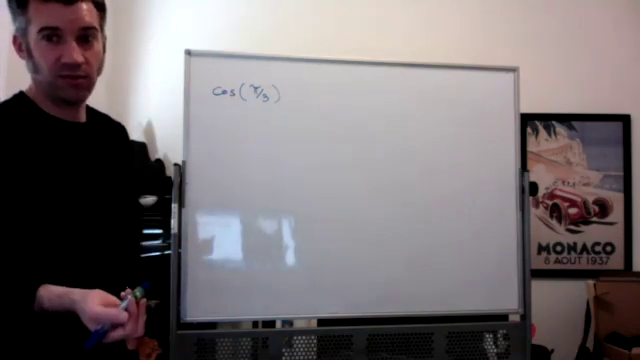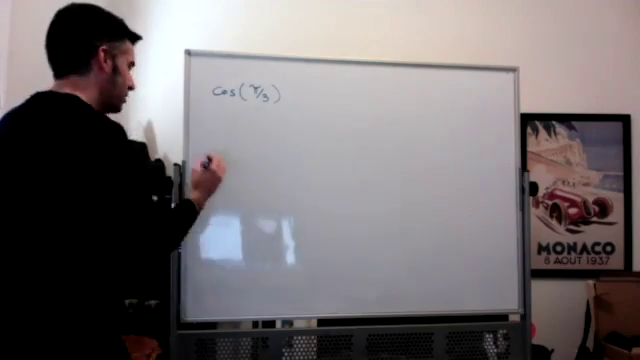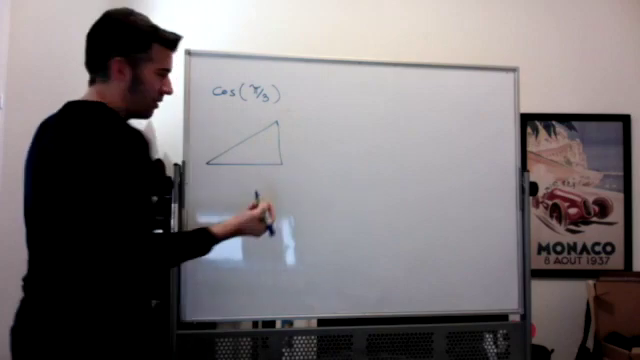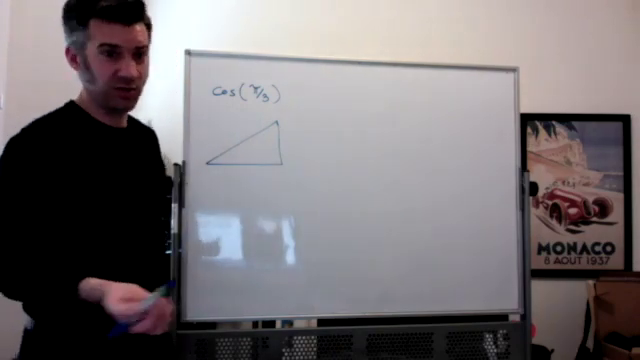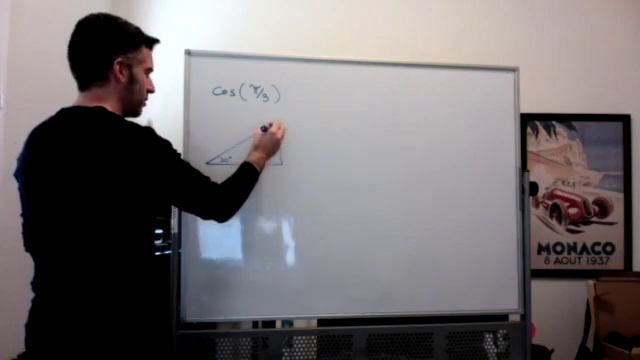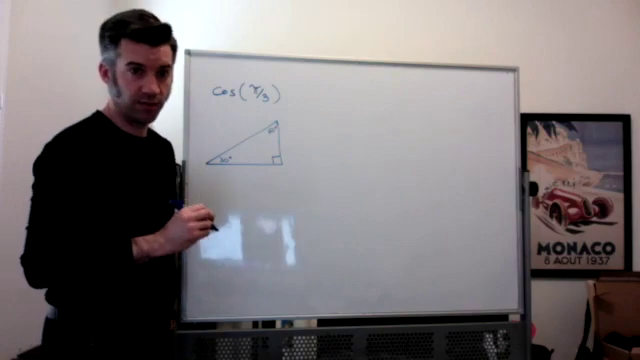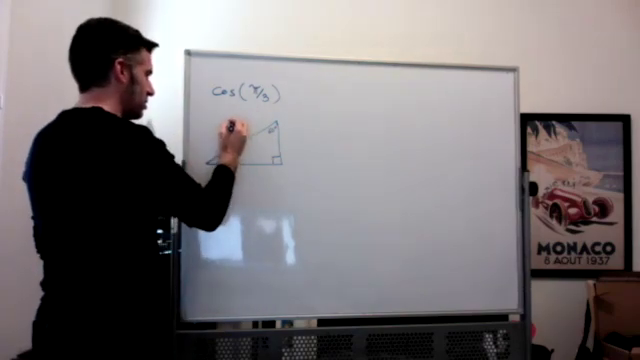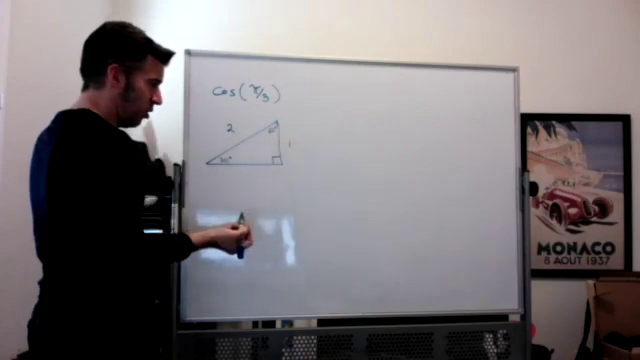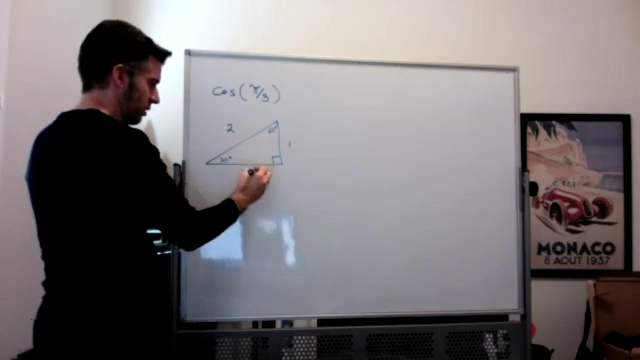I would remember the special triangle for pi over 3, or the 30, 60, 90 triangle. So here's the 30, 60, 90 triangle. I'm going to write it in degrees because that's just the way that people usually remember it. 30 degrees is the smallest angle, 60 degrees is the medium angle, 90 degrees is the largest angle. The hypotenuse is 2. The smallest side, opposite the smallest angle, is 1. And the medium side, opposite the medium angle, is the square root of 3.